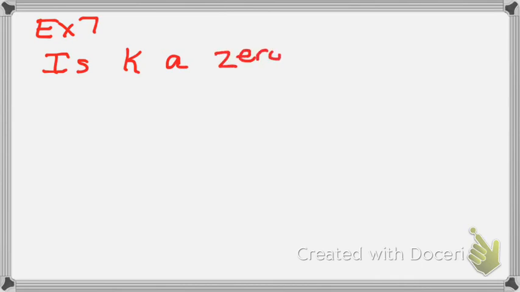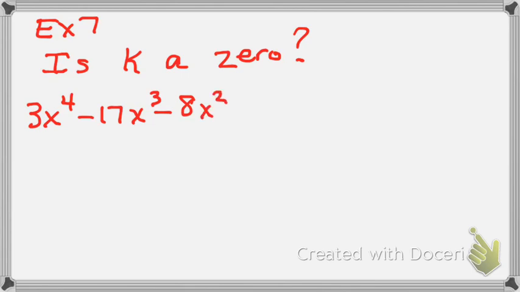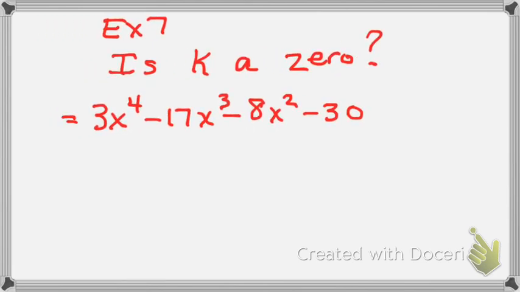So this is example 7? Okay, example 7. The instructions will say, is k a 0? And then they'll give you the polynomial, let's say 3x to the 4th minus 17x cubed minus 8x squared minus 30. And I guess in front of that I should have put a function like p of x or f of x or something like that.